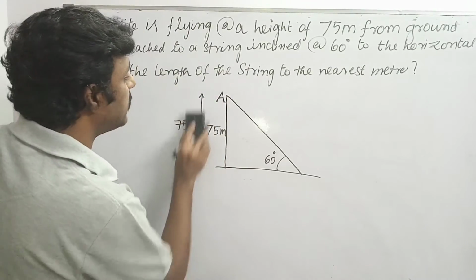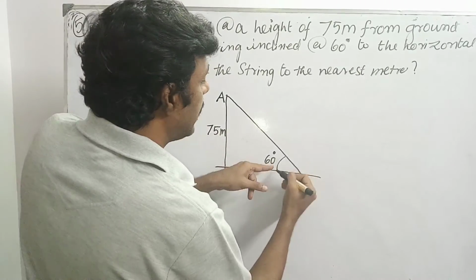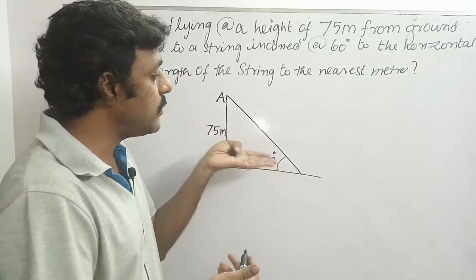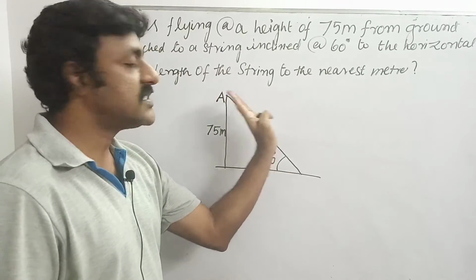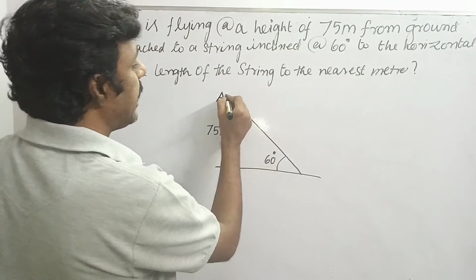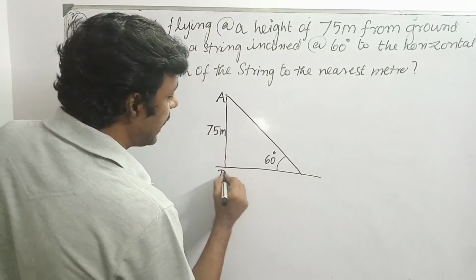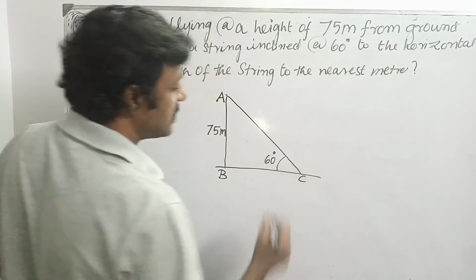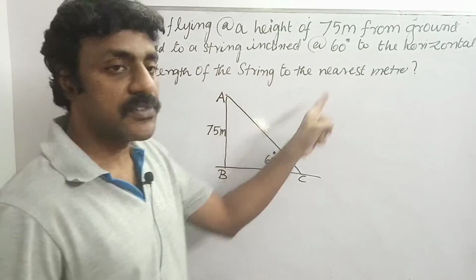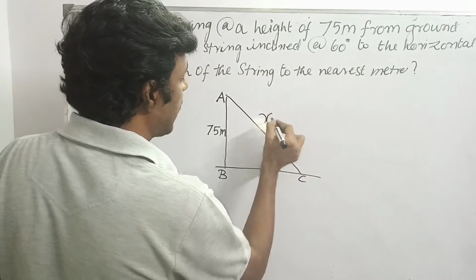So this is 75 meters. The angle of inclination is 60 degrees, that is, the angle which the string makes with the horizontal level of the ground. Here A is the point where the kite is flying. Let us mark the points as A, B and C. They are asking you to find the length of the string. So AC, let us assume that this portion is x.